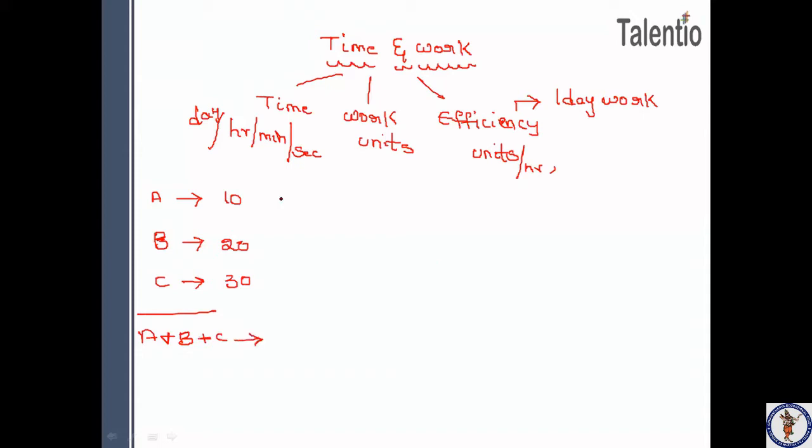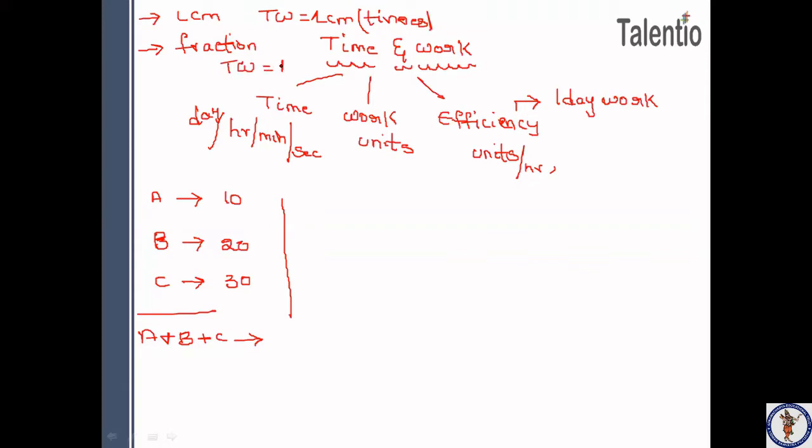Whenever you have these type of questions, we have two methods to solve the question in time and work. One is LCM method and one is fraction method. Ma'am, what is the difference between LCM method and fraction method? The process is same, but only one thing is different. In LCM method, we will consider the total work as LCM of times. Coming to fraction method, we will consider total work as 1.